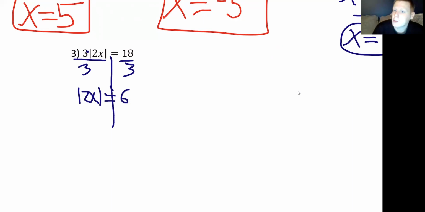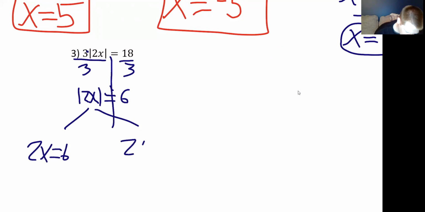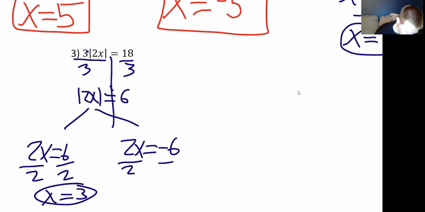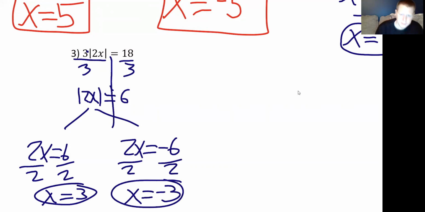And now you can split it up. We have the absolute value part by itself, so we can split this up. We would have 2x equals positive 6, and we would have 2x equals -6. Then you would just divide, and you get positive 3. You would divide and you would get -3. So keep in mind, if you have a number in the very front, like your a value, to get rid of that, you divide it to the other side.